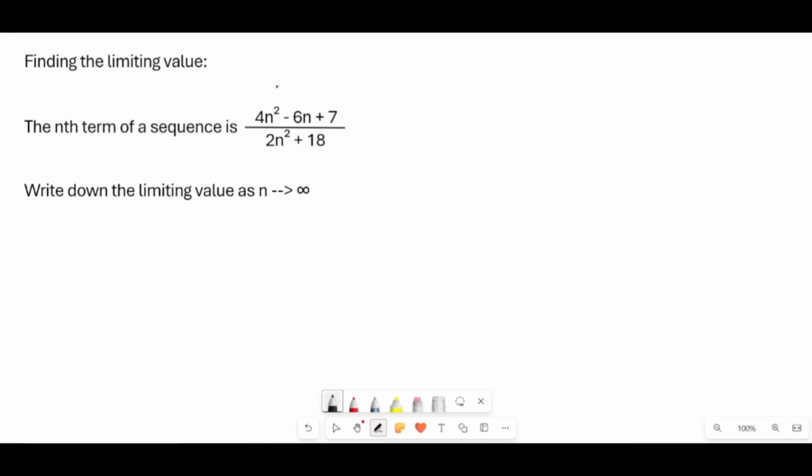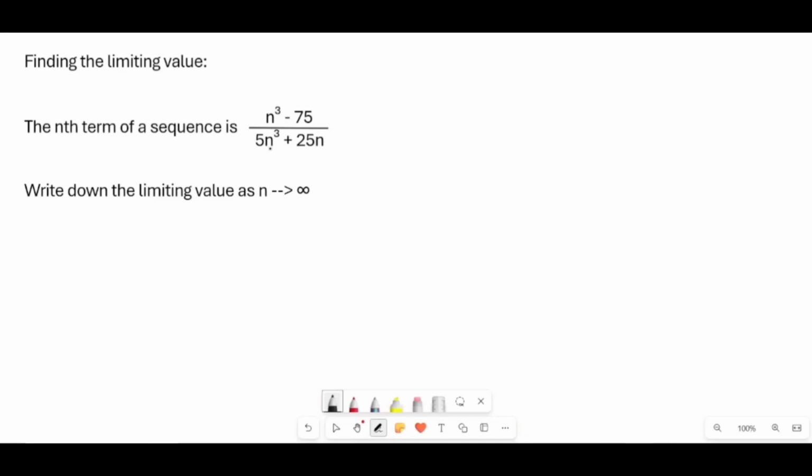What we do here is we identify what the biggest power of n is. So we see here it's the n squared, and we literally ignore everything else. So minus 6n plus 7, get it out of here, plus 18, don't care. So now we just have 4n squared over 2n squared. And what we do is we take the coefficient of what's before it, so it's literally just the 4 and the 2 we're interested in, and we divide it like so. And literally, that's all you have to do. 2 is your limiting value.